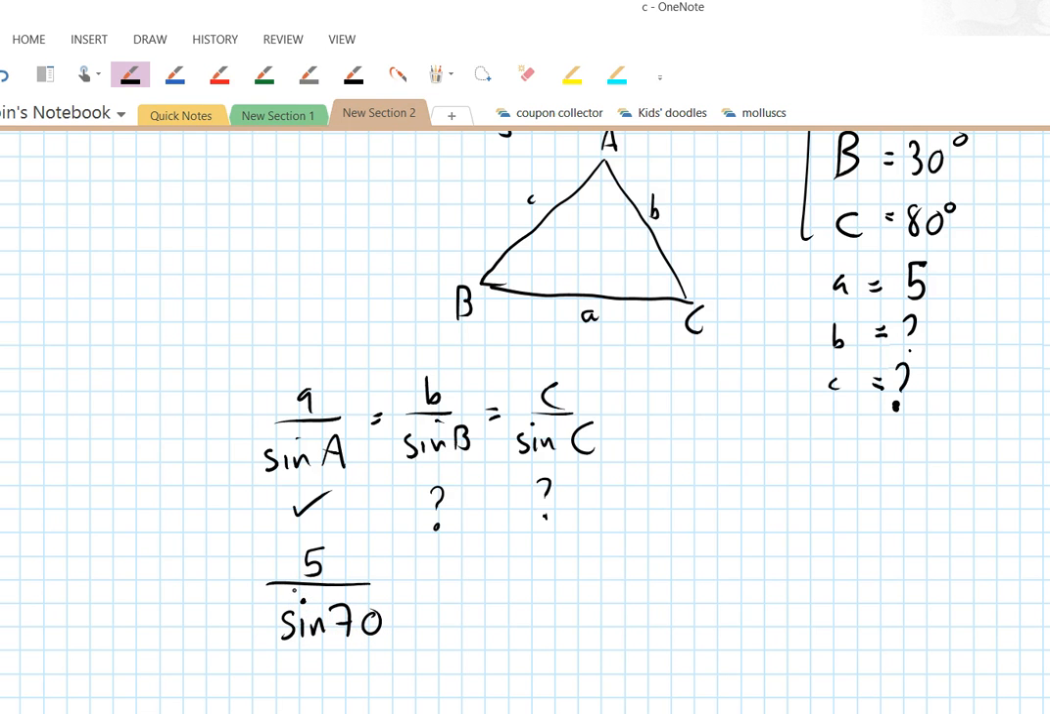If I was showing off about this, I would write 5 cosec 70 for 1 over sine 70, but yeah. Actually, I meant to say when I did the minor trig ratio screencast, you sometimes see cosec written like that, CSC for cosec, but yeah, you see that occasionally. Anyway, 5 divided by sine 70.